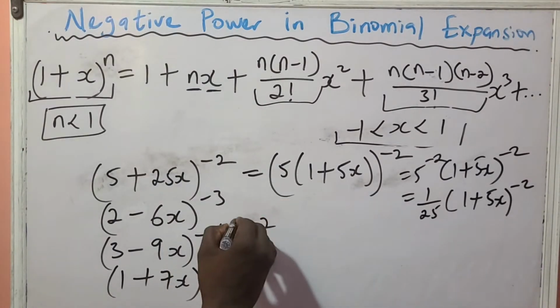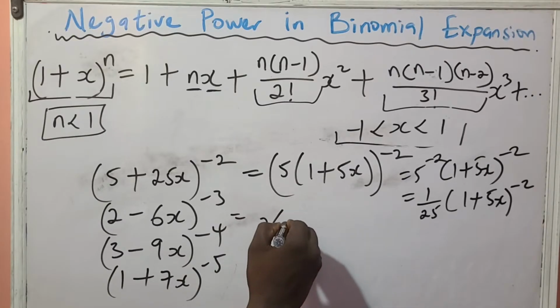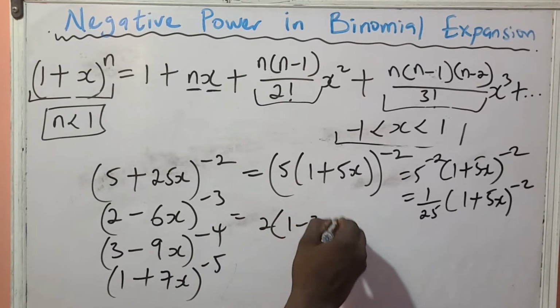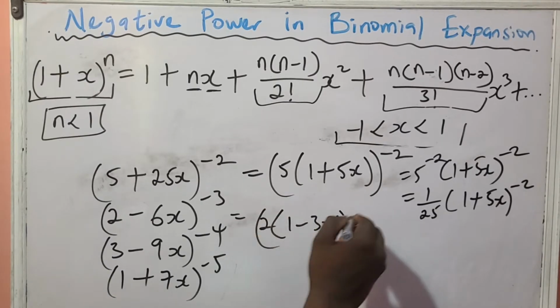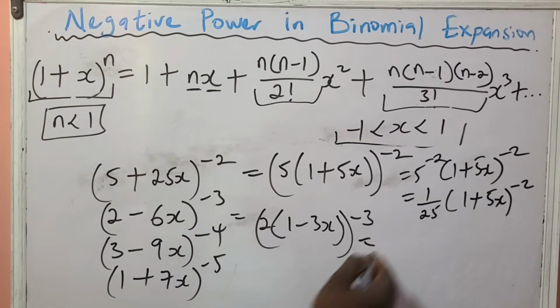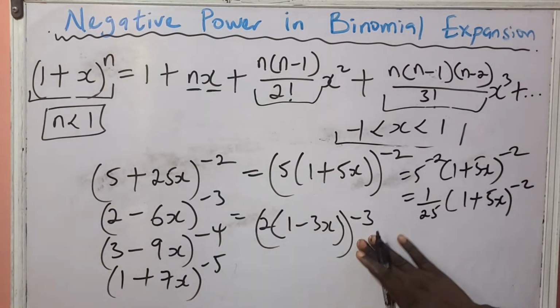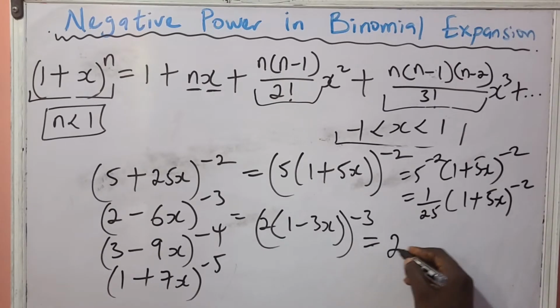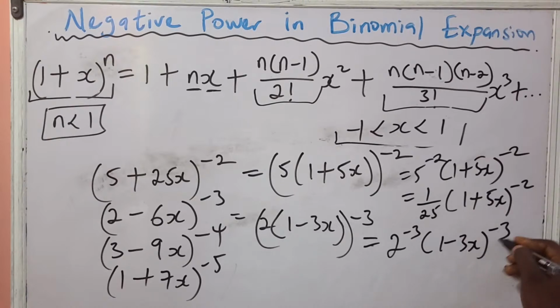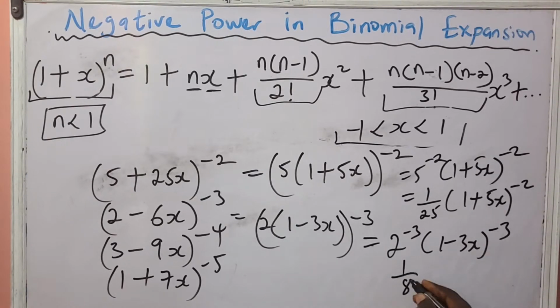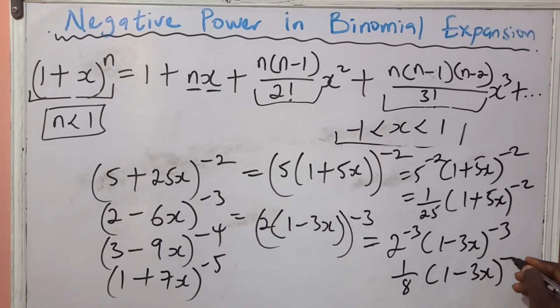So I bring out 2. Then I have 1 minus 3x raised to the power. Now, I have to put everything raised to the power minus 3. So this will produce 2 raised to the power minus 3, then 1 minus 3x raised to the power minus 3. This will be 1 over 8 because 2 raised to the power 3 is 8. Then 1 minus 3x raised to the power minus 3. How many of you got this?